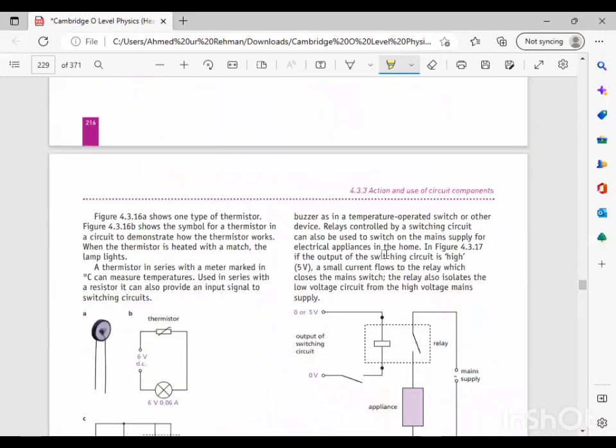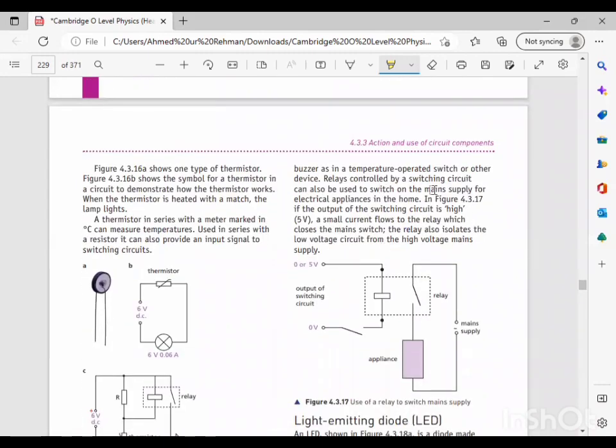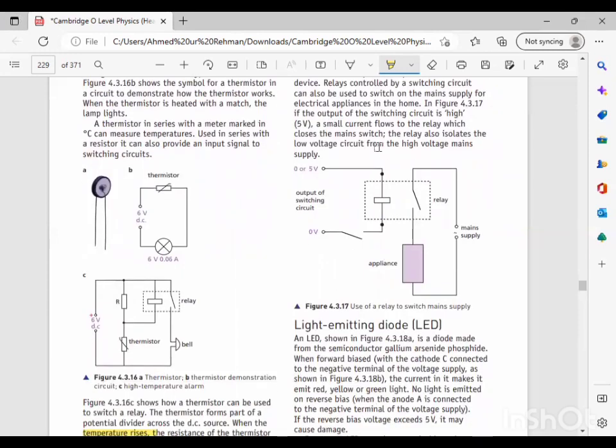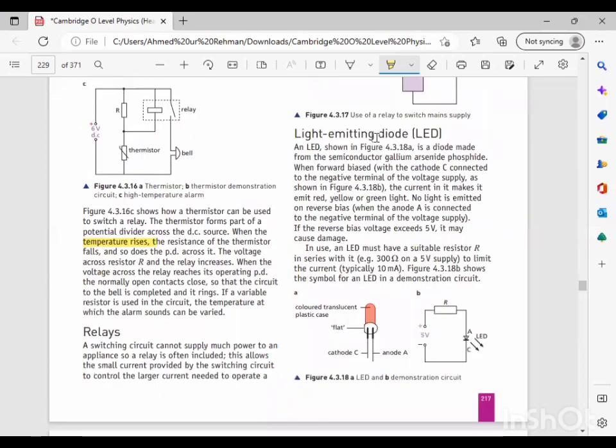Control the larger current needed to, okay, so control the larger current that we already did. Control by the switching circuit can also be used to switch on the main supply. Yes, we know how it's going to switch on the main supply, right? A small current flows to the relay, which closes the main switch, right? And we know how those contacts closed because there was a magnetic field, right?